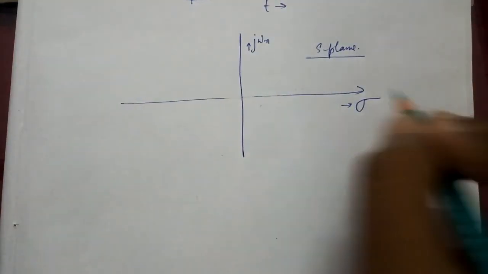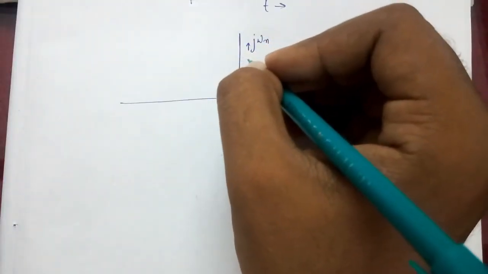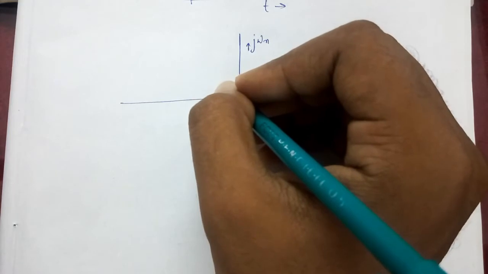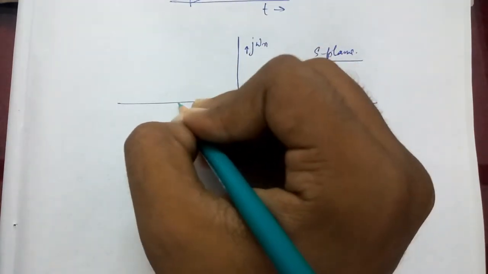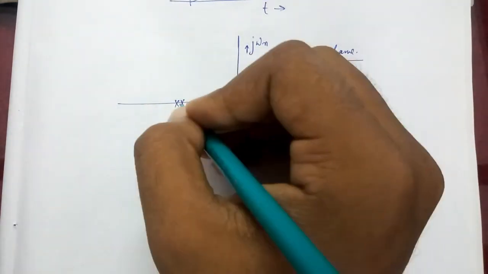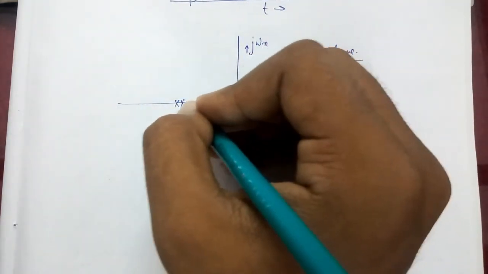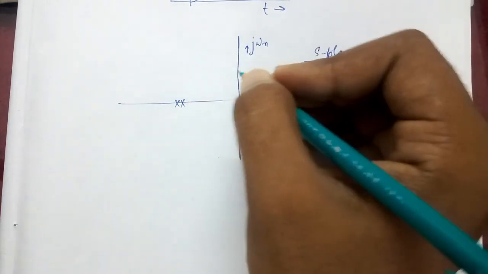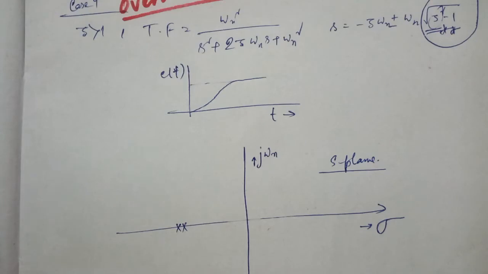The plot will look like this. When zeta is 1, we'll get poles here. Zeta is equal to 1 at minus omega n. There will be 2 poles at the same point, right? So now there are 2 poles at the location of omega n.